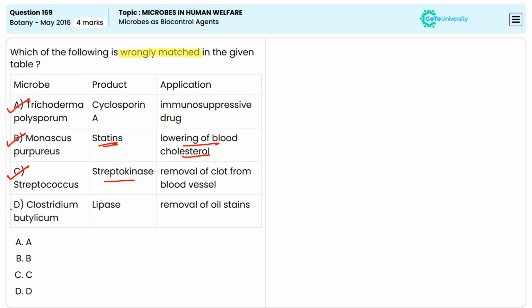Now finally we have Clostridium butylicum, and it is given that the product produced is lipase, which is used for the removal of oil stain. Yes, lipase is used for the removal of oil stain, but Clostridium butylicum is known for producing butyric acid, and this is involved in anaerobic fermentation, and it is not used for producing lipase.